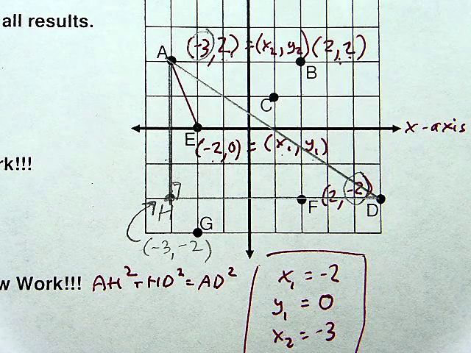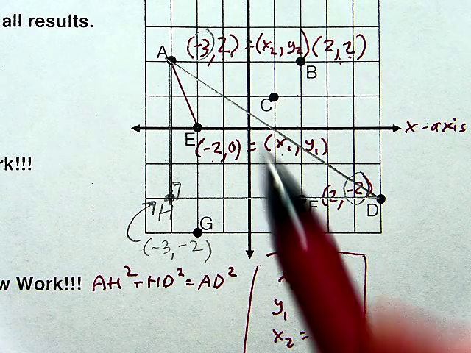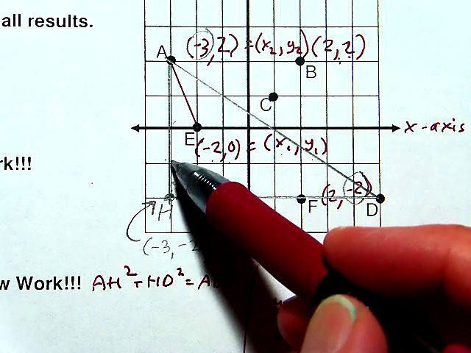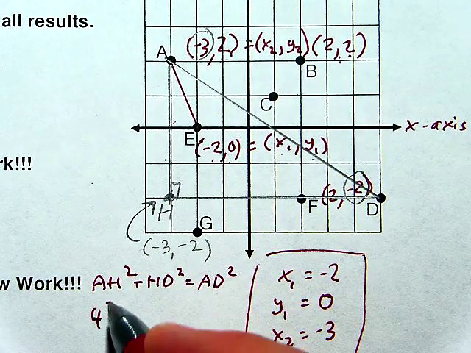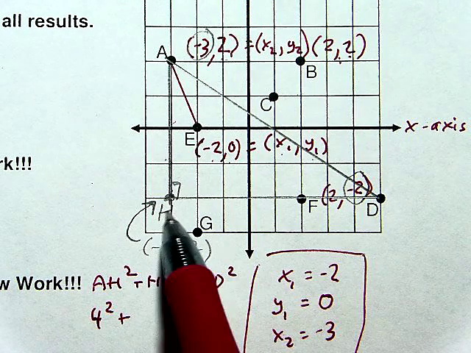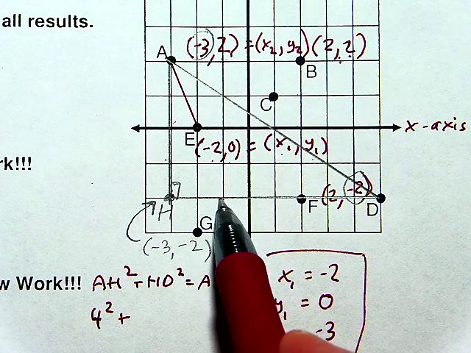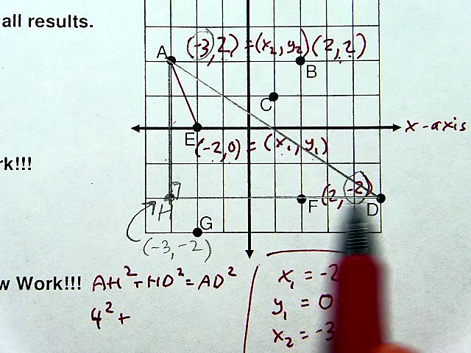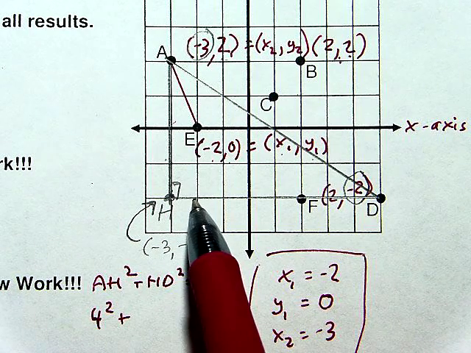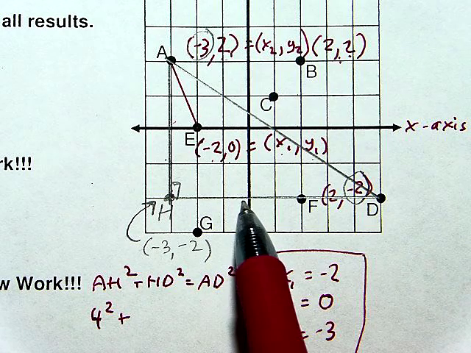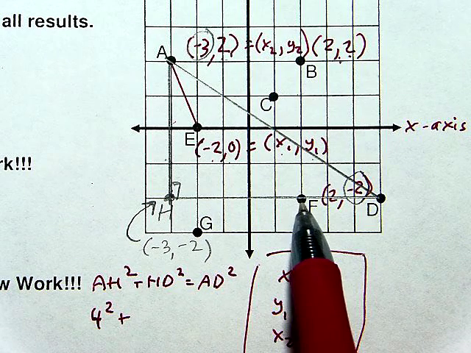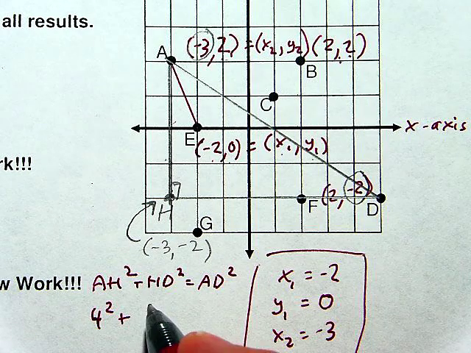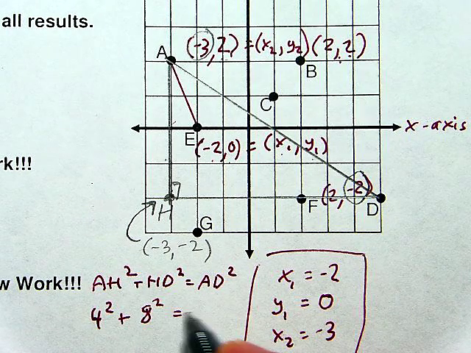So let's plug the values in. How long is AH? We can simply count down the number of squares. 1, 2, 3, 4. This is 4 squared. And how about HD? We can simply count across. 1, 2, 3, 4, 5, 6, 7, 8. Let me count that one more time, make sure I'm right. 1, 2, 3, 4, 5, 6, 7, 8. Okay, good. HD is 8. This is 8 squared equals AD squared.